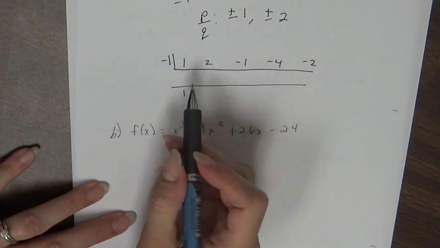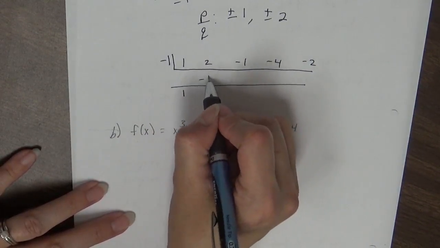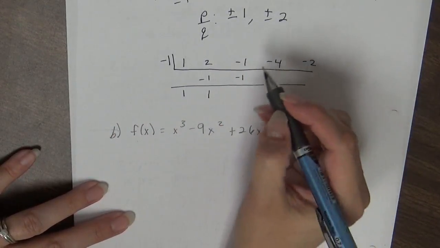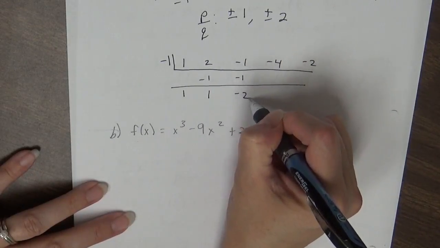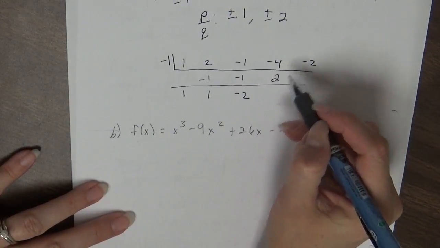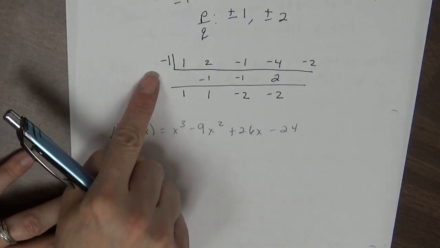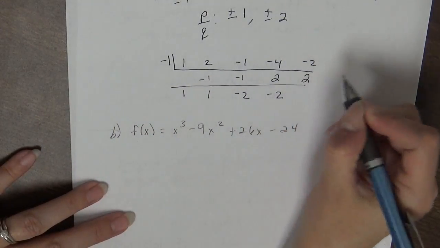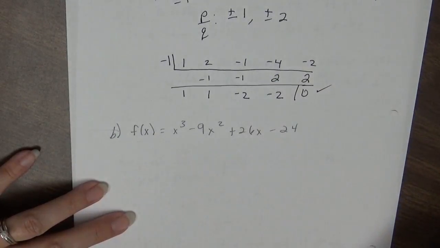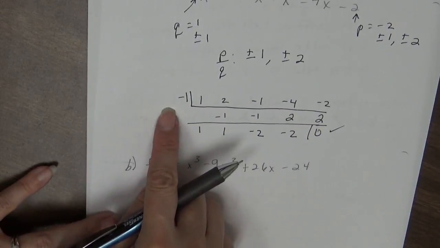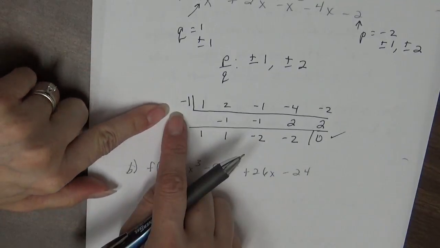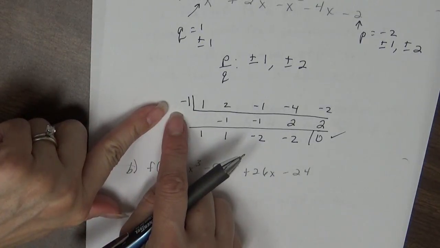Bring down the 1. Negative 1 times 1 is negative 1. 2 minus 1 is 1. Negative 1 times 1 is negative 1. Negative 1 plus negative 1 is negative 2. Negative 1 times negative 2 is 2. Negative 4 plus 2 is negative 2. Negative 1 times negative 2 is 2. Negative 2 plus 2 is 0. So because we got a remainder of 0, this is the one that works. So negative 1 is a 0 or a root of this polynomial. Alright, so that's a good start, but we still have some more work to do.